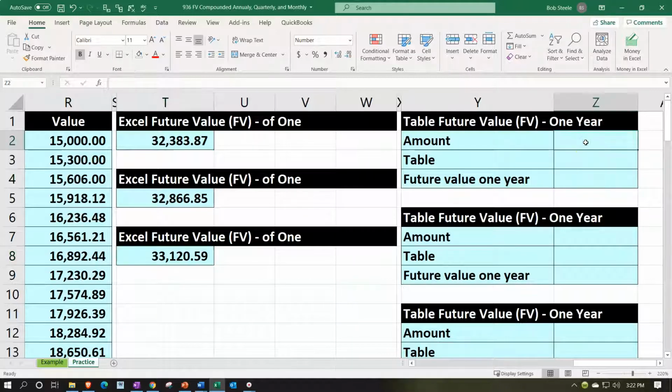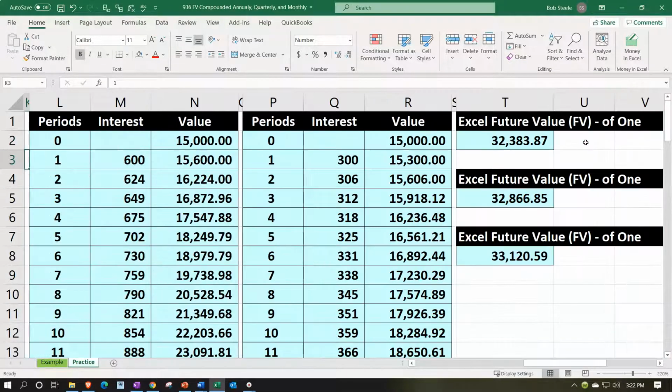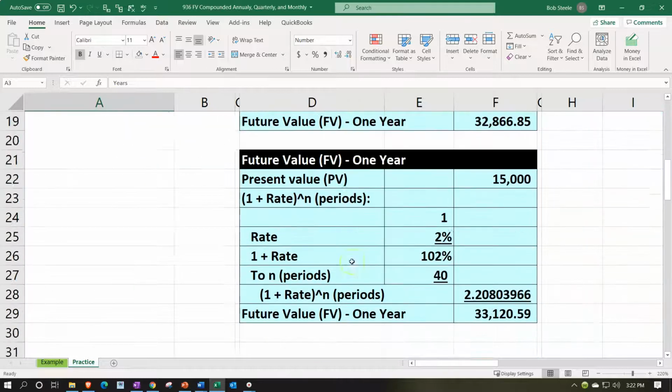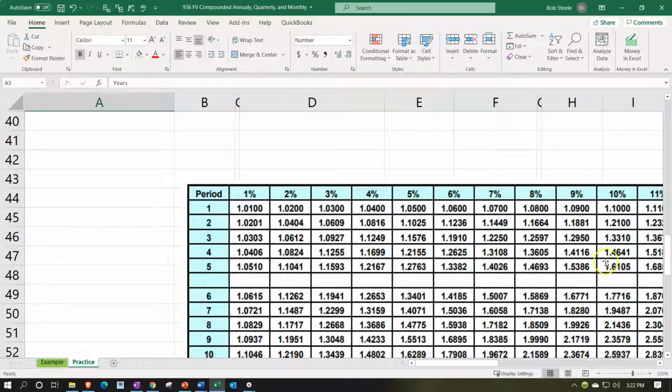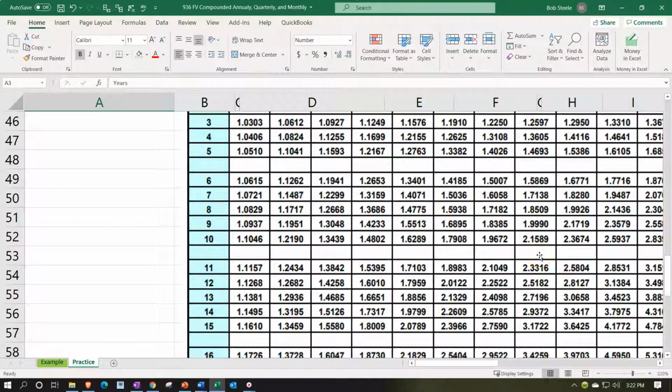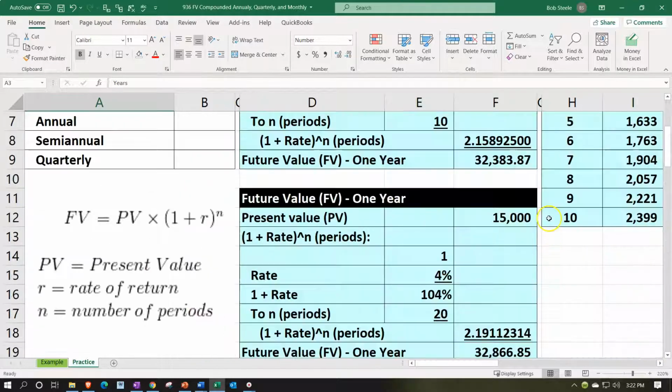Same kind of thing with the tables. Let's start off with the yearly table. So I'd start off with the 15,000, and then I'd look at my table. It's just yearly, so it would be 8% and 10. 8 and 10. Table's way down here. So I'm going to say 8 and 10 would be 2.1589.